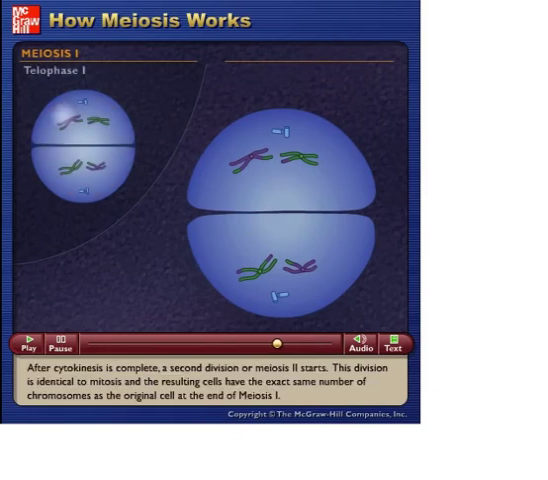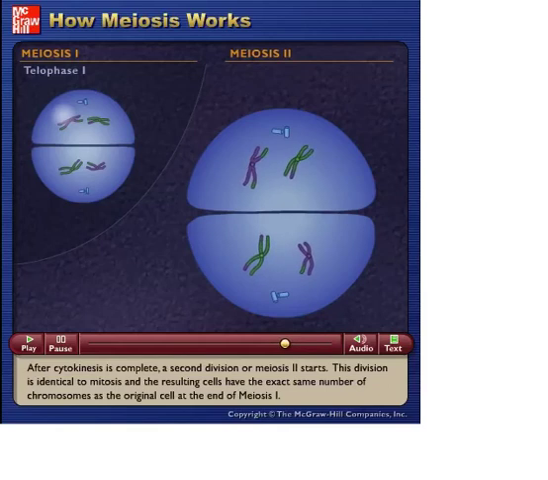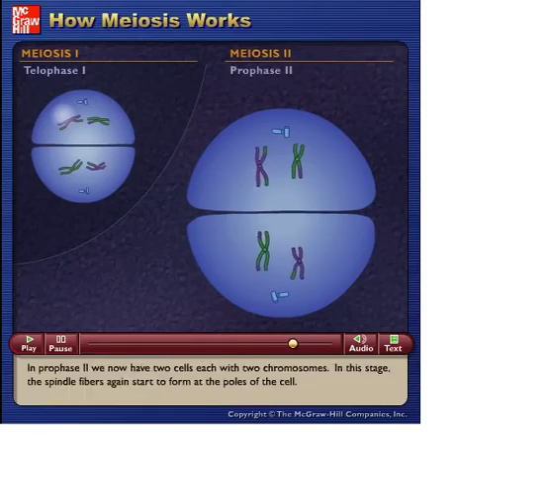After cytokinesis is complete, a second division, or meiosis II, starts. This division is identical to mitosis, and the resulting cells have the exact same number of chromosomes as the original cell at the end of meiosis I. In prophase II, we now have two cells, each with two chromosomes. In this stage, the spindle fibers again start to form at the poles of the cell.